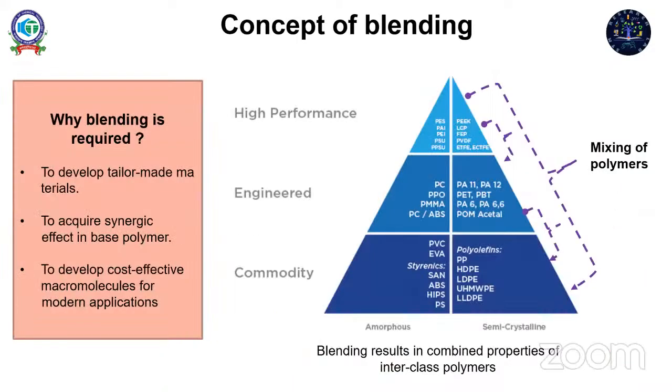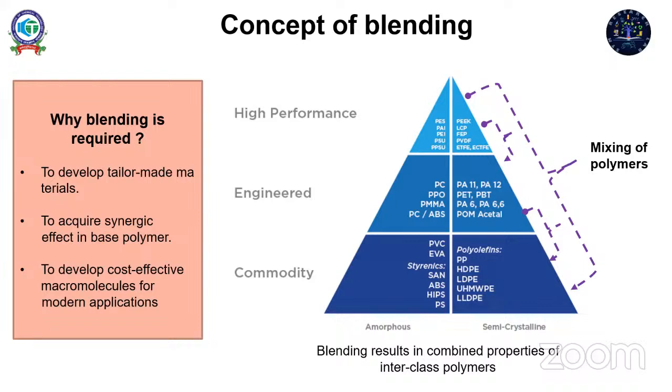Now, concepts of blending: why is blending required? Blending of two different polymers is generally required to develop a tailor-made material, generally to acquire a synergic effect in the base polymer. Synergic effect means, for example, you are using polystyrene along with ABS, acrylonitrile butadiene styrene. So what happens? Polystyrene is a brittle material.